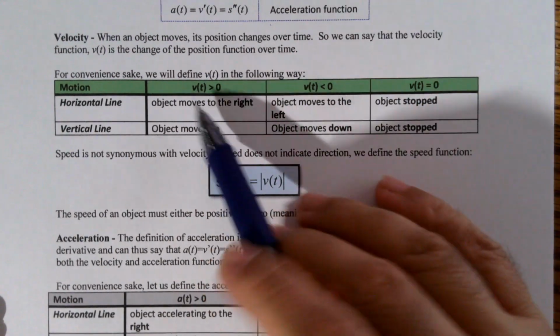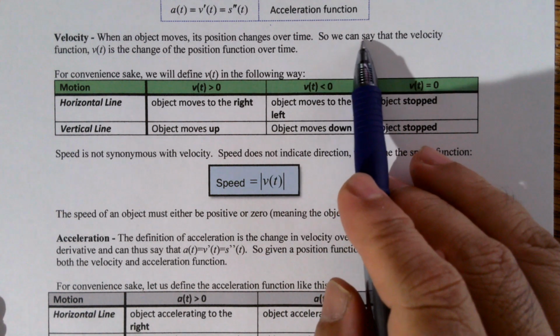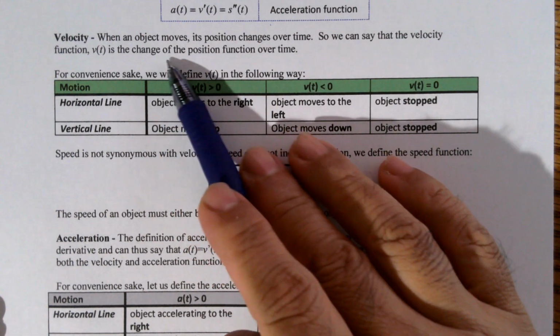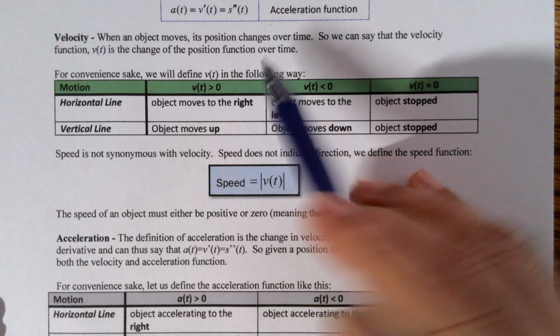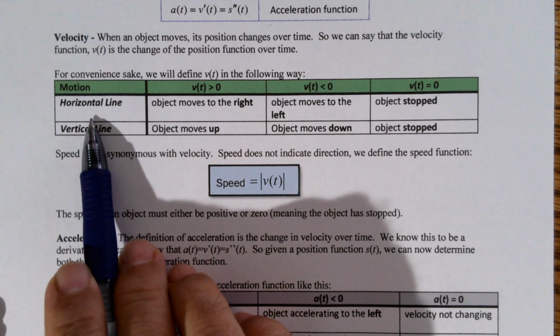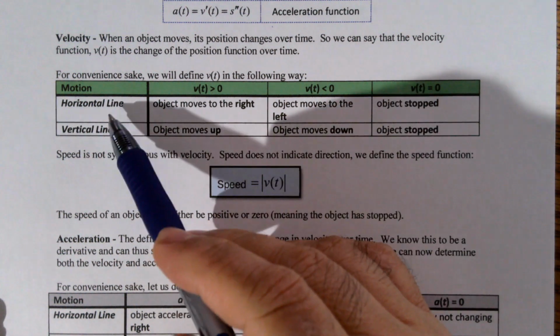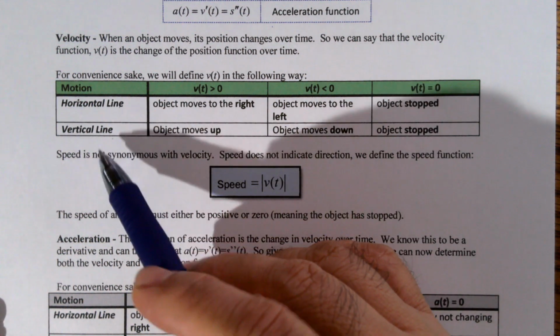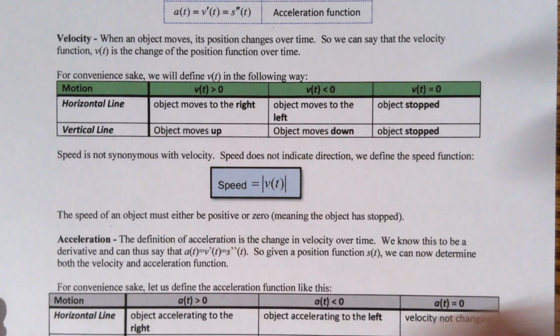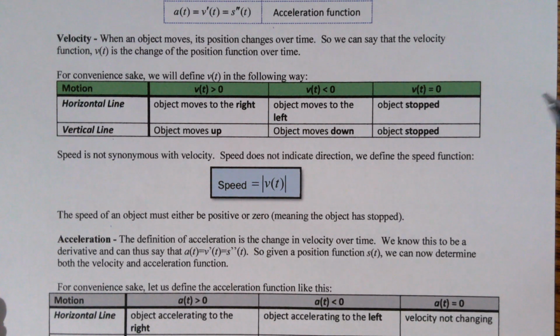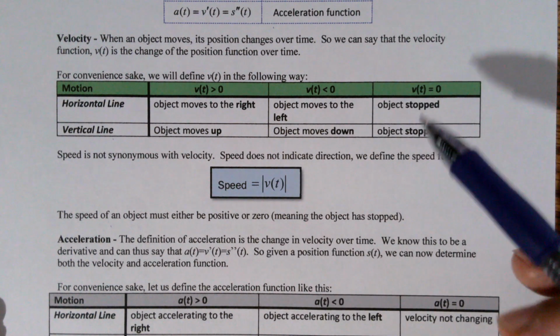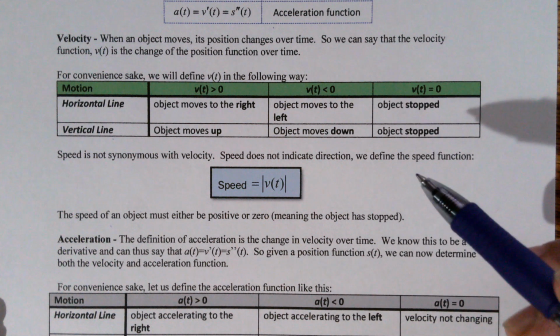When an object moves, its position changes over time. So we can say that the velocity is the change of the position function over time, right? If we're moving along a horizontal line. So here we can actually talk about a horizontal line or a vertical line or a third type of line, which is not a line at all, but a curve. So we could be talking about a curve. It doesn't have to be a line, all right?